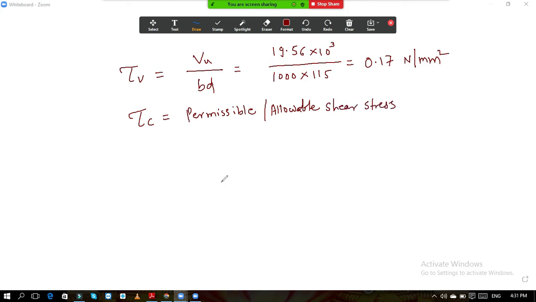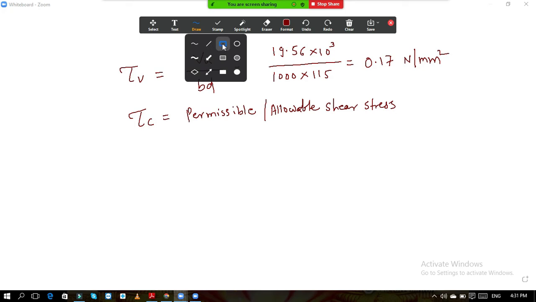Okay, so allowable shear stress or permissible shear stress means what? Up to a certain value, that much shear stress is allowed in the slab. If the shear stress goes beyond that level, then you need to redesign the slab. Okay, now how to calculate the permissible shear stress?